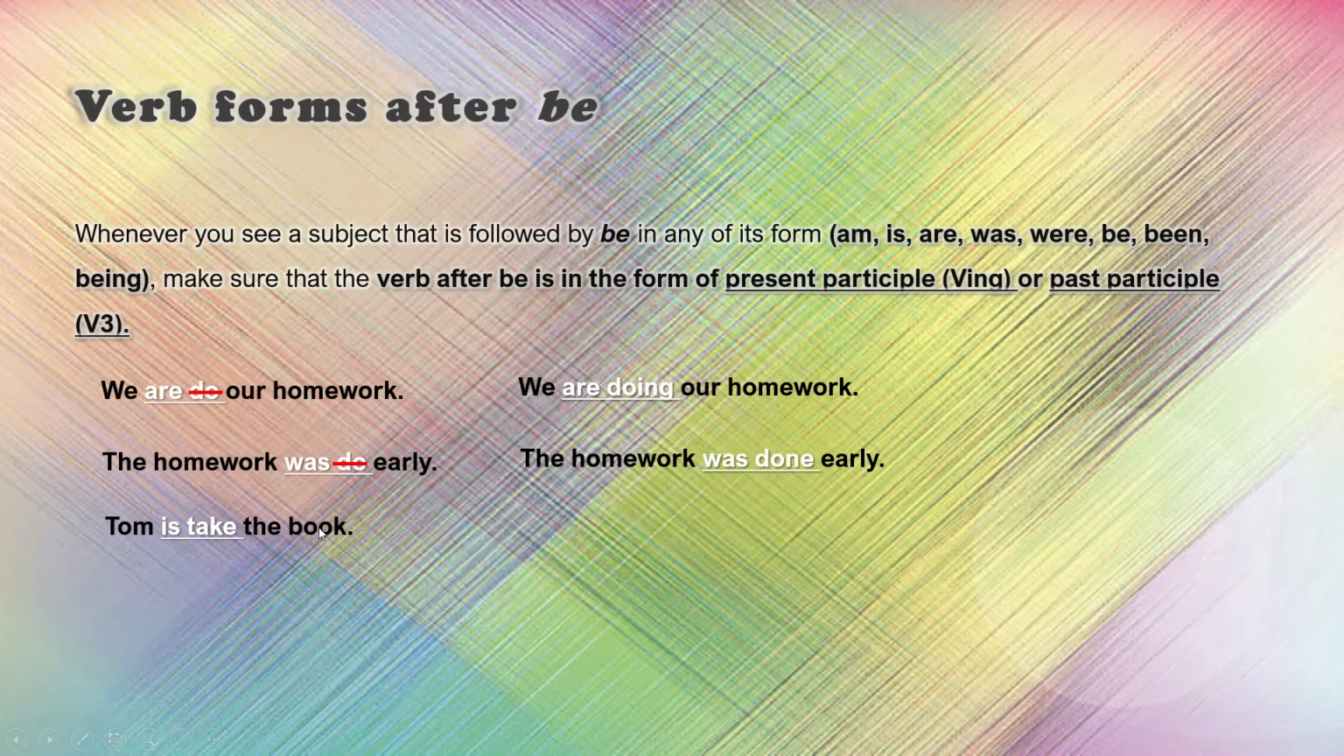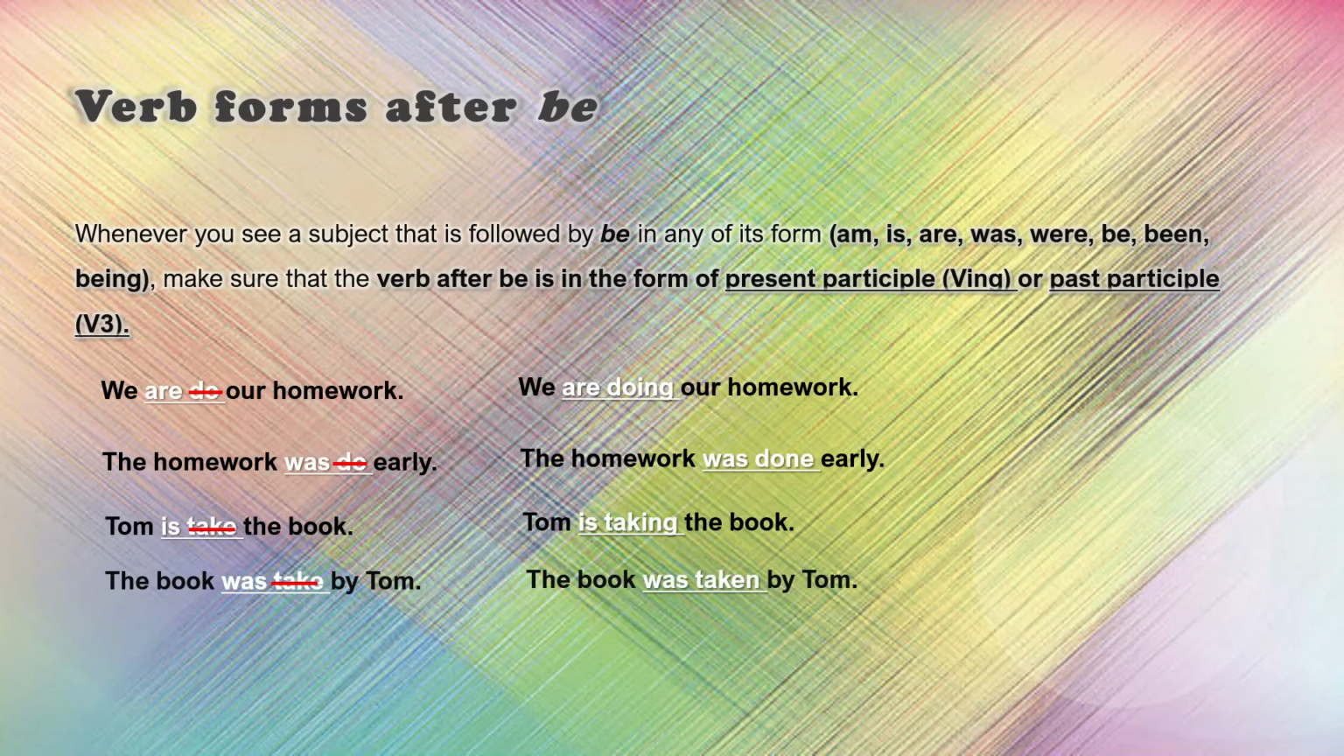And "Tom is take the book." It's also incorrect because after be, it should be verb 3 or verb ing. "The book was take by Tom." Also, this one is incorrect. After be, it should be verb 3. This one is the correct one: "The book was taken by Tom."